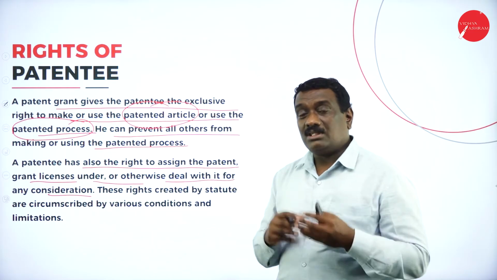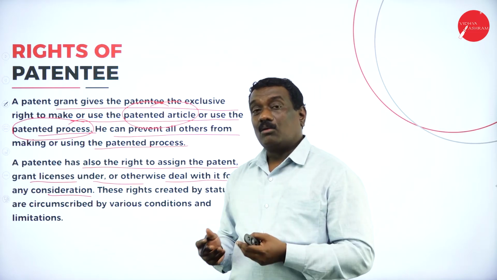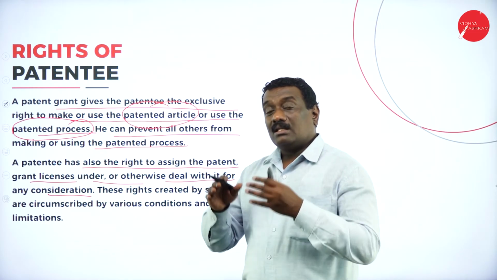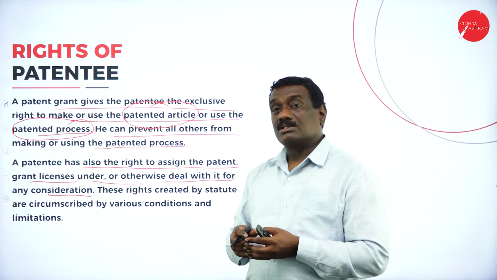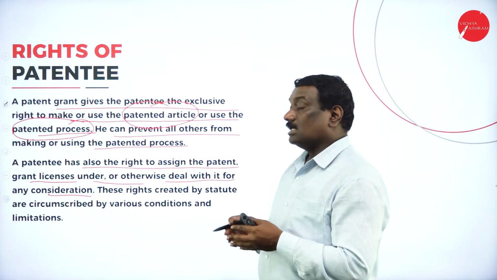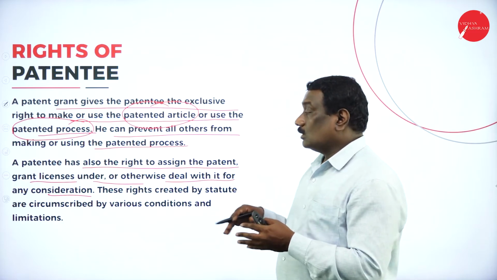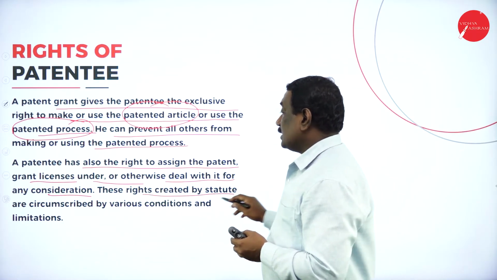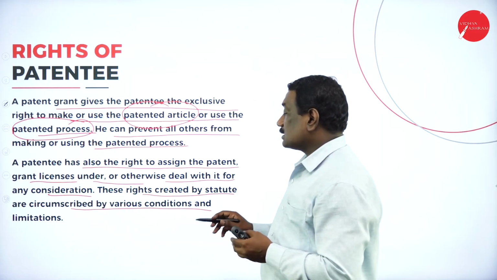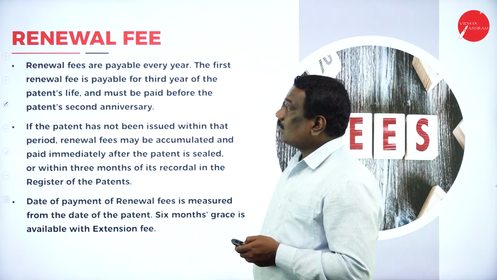In order to get something in return, there is a provision or right for the patentee that he can assign the patent rights to another person so that he gets something, that is, he may grant a license in order to use that particular patent. So, these rights created by statute are circumscribed by various conditions and limitations.